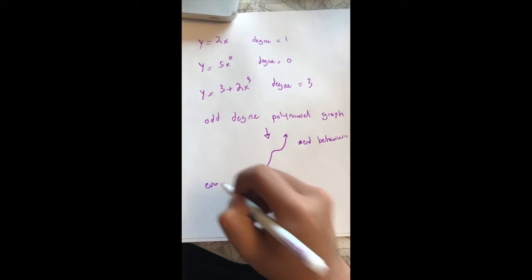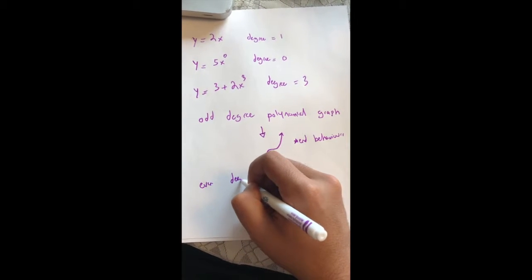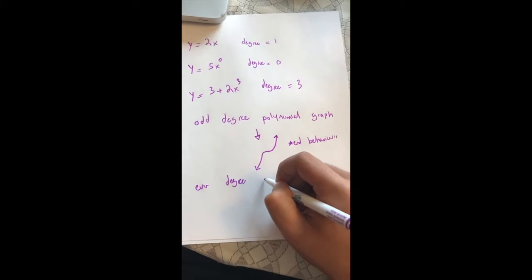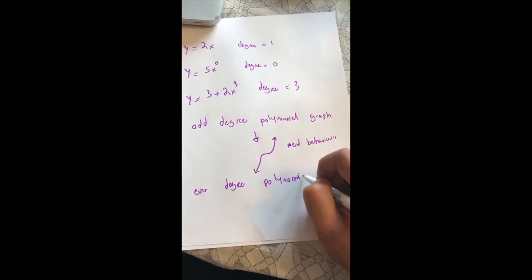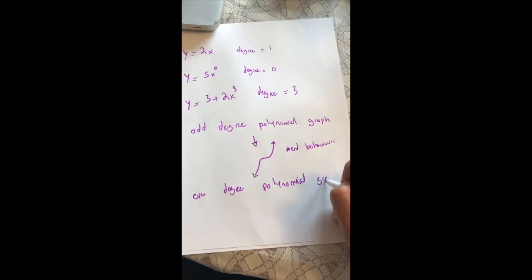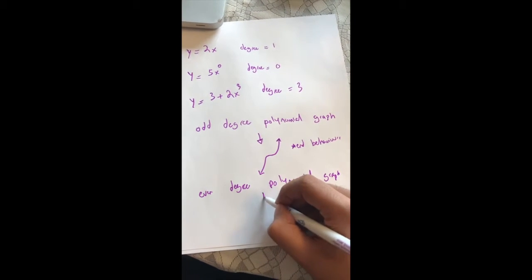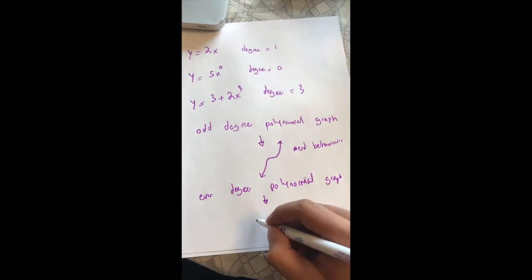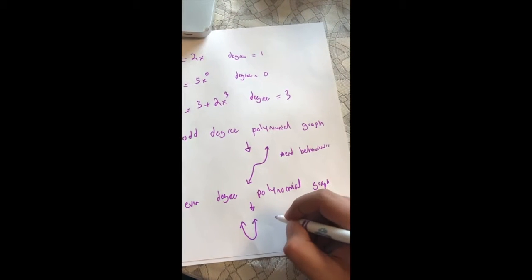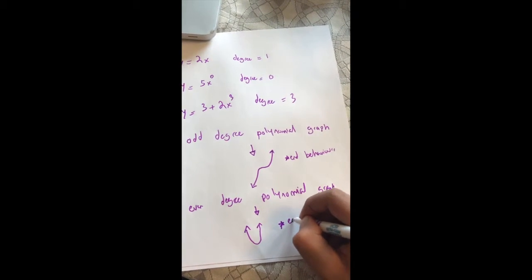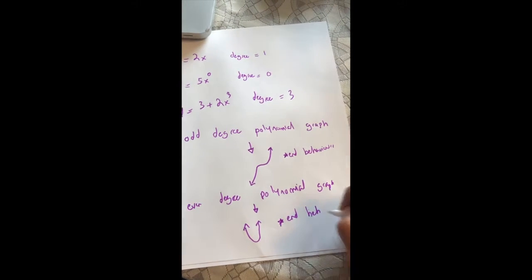So now, let's say we have an even degree polynomial. And just in case for some reason you do not know what an even degree is, that's 2, 4, 6, 8, 10, and so on. And the graph for an even degree polynomial will have an end behavior that looks something like this. Kind of like a quadratic function.